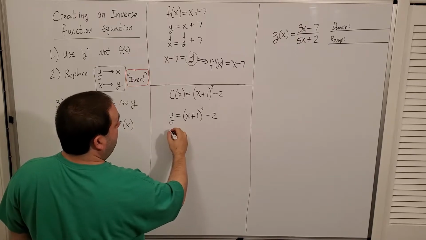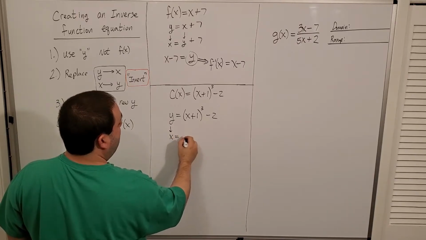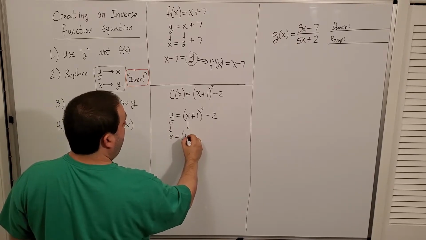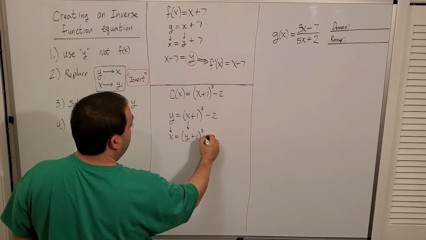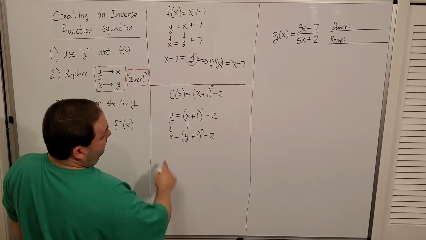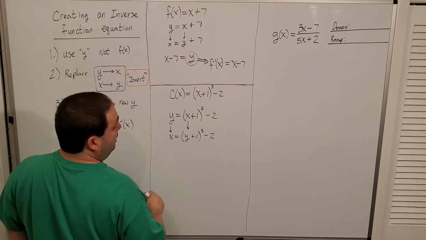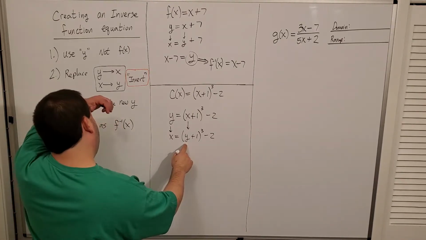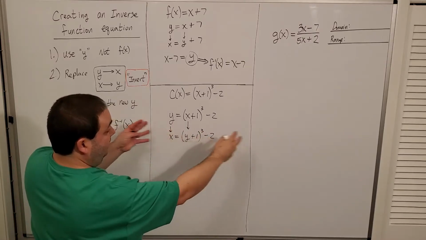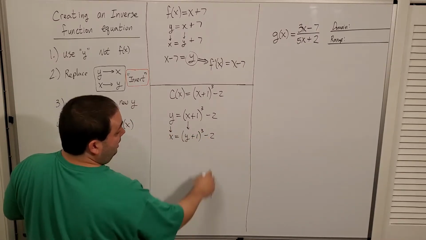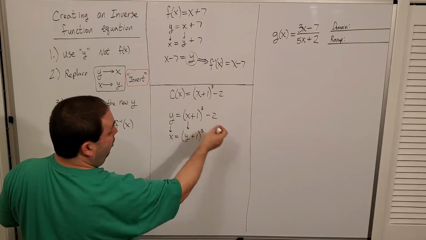Every y becomes an x, and every x becomes a y. This is the inverse equation, but I want to create the function. So I'm going to start solving for y. Don't cube this thing, that'll expand it into something yucky. Just start peeling things off of the y.